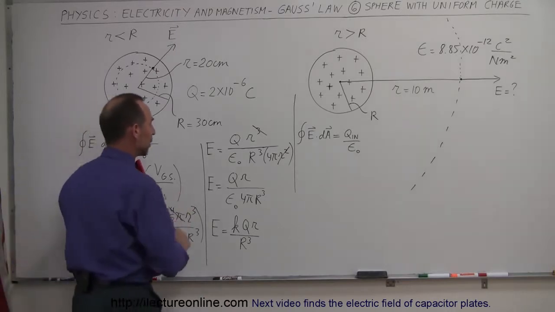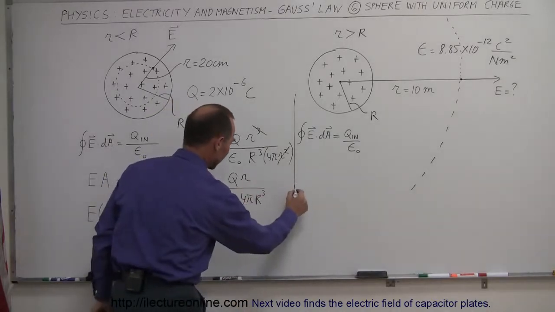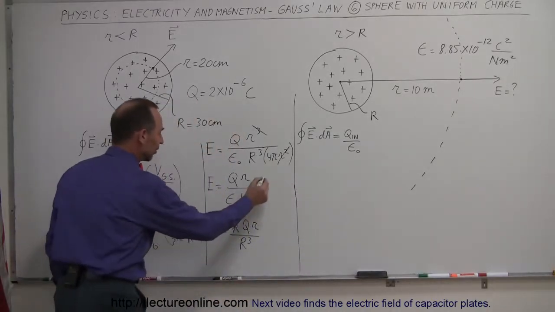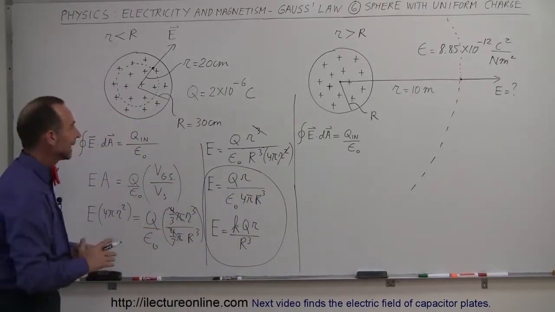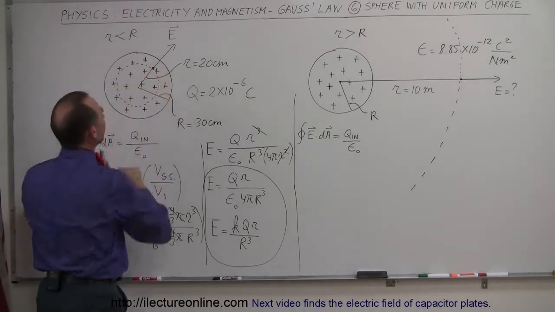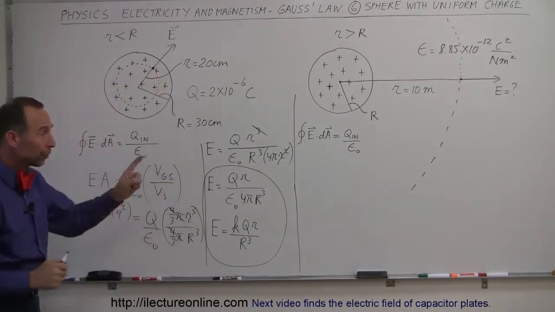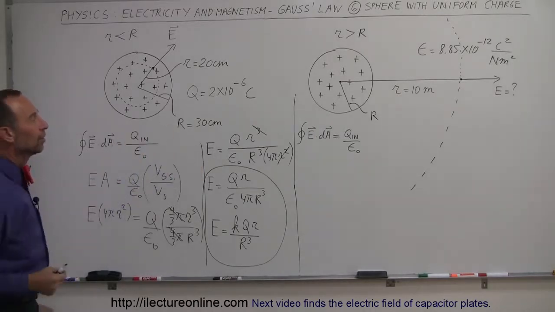All right, so now if we want to put some numbers in there, we can go ahead and do it, but since I have not a lot of room, I'll just leave it as is. So this is simply the result of the electric field strength inside a sphere that has uniform charge throughout the entire sphere. Okay, now we're going to do the second part of the problem where we try to find the electric field strength outside the sphere.